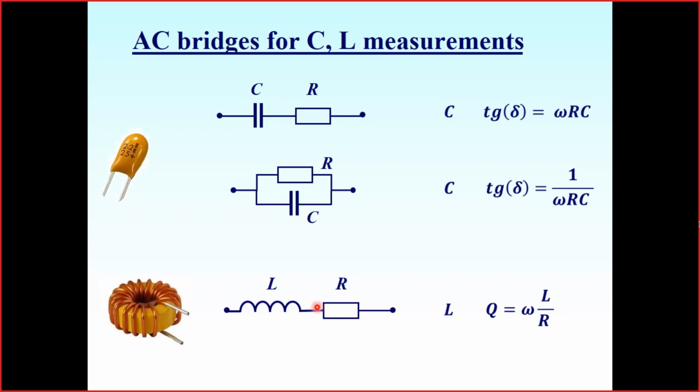Some parameter with a capacitor, the so-called dielectric tangent, is very often used. For such a circuit, the dielectric tangent is a ratio of 1 divided by omega RC, where RC is a multiplication of these coefficients, and omega is the corresponding frequency of the signal.